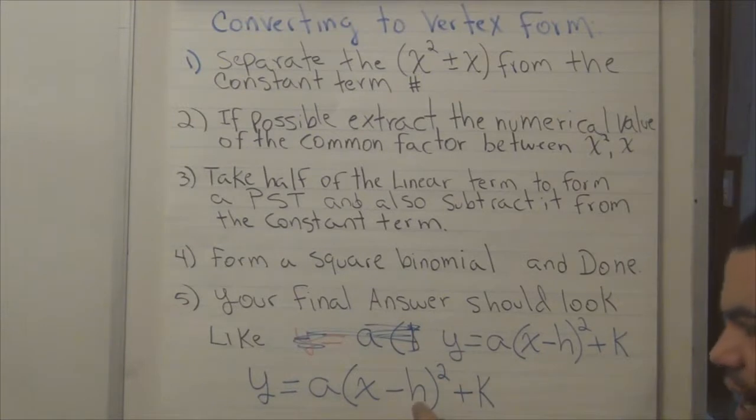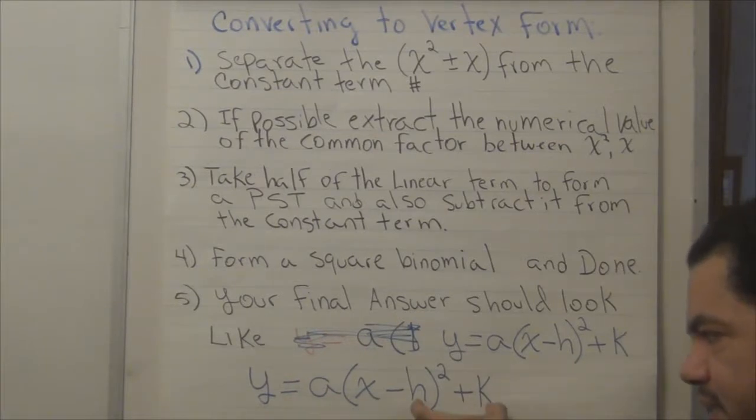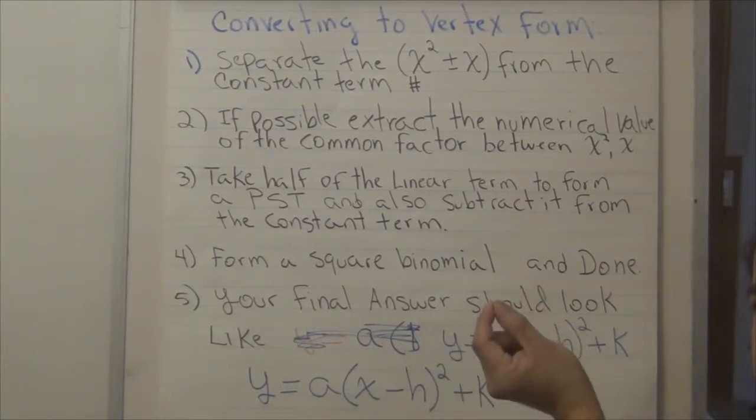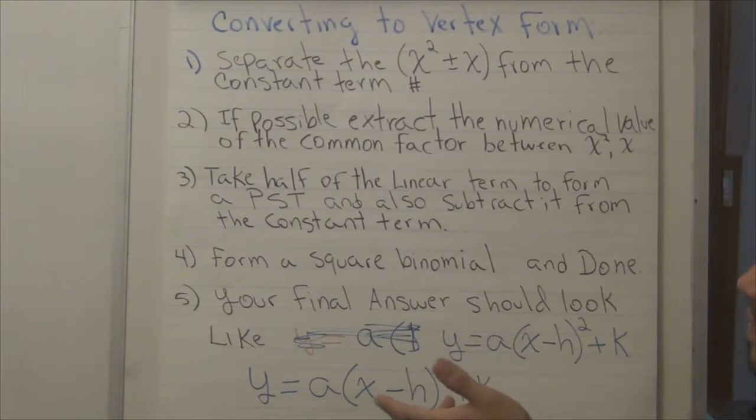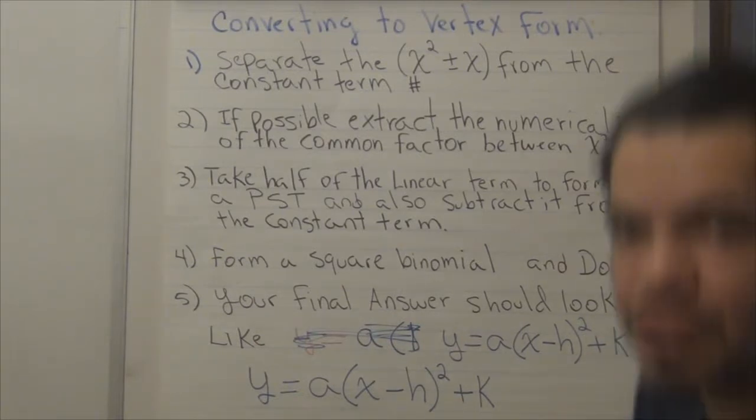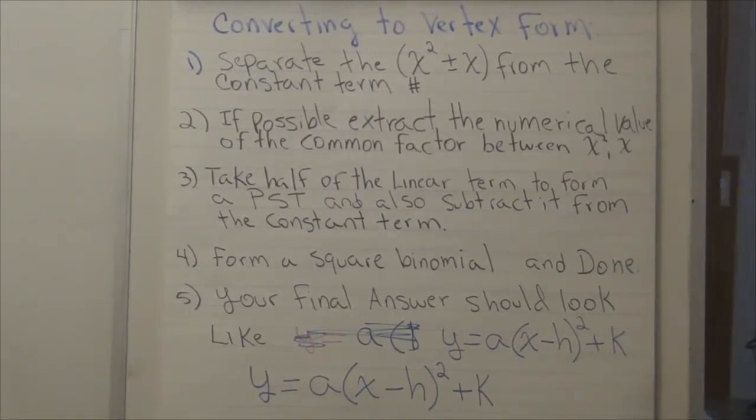Where the opposite of this is your axis of symmetry, and these two form the vertex, either the maximum or the minimum. It depends on the coefficient of x squared. If it's negative, you're going to have a maximum. If it's positive, you're going to have a minimum. All right, so you copy this, and now let's get to business.